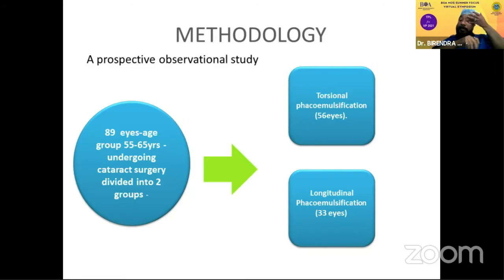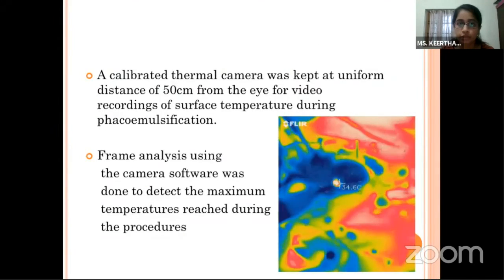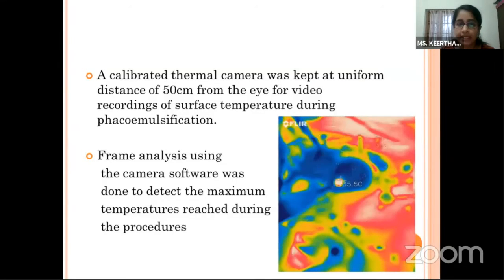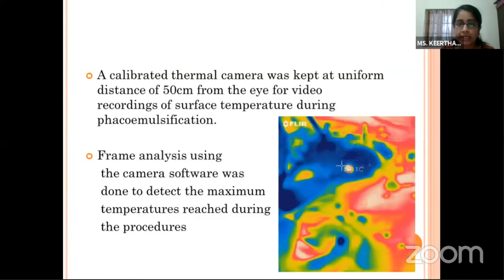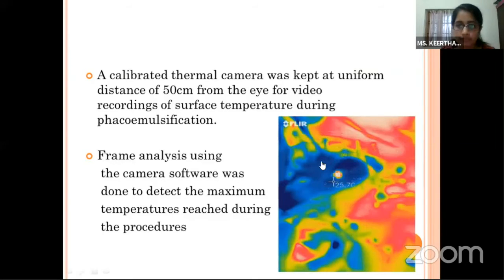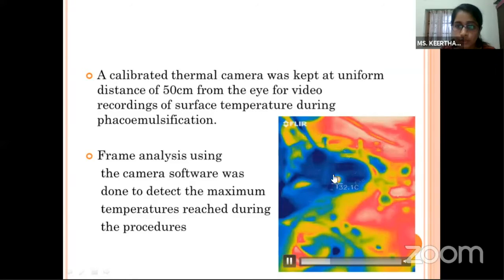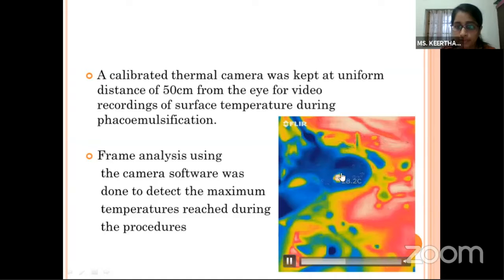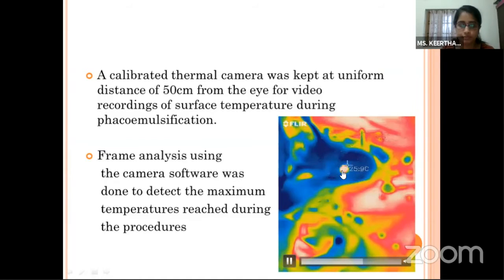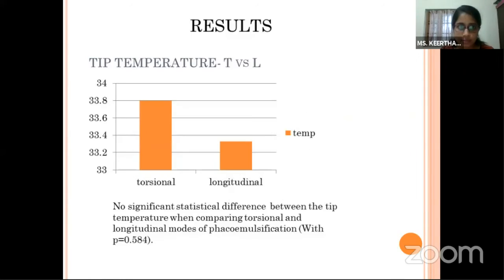A calibrated thermal camera was kept at a uniform distance of 50 cm from the eye for video recordings of the surface temperature during phacoemulsification. Frame analysis was done using the camera software to detect the maximum surface temperature reached. As you can see here, the one in blue color is the eye, and this is the phaco probe. You can clearly see the tip heating up, and we are recording the temperature using a pointing marker. Statistical analysis of the results was done.